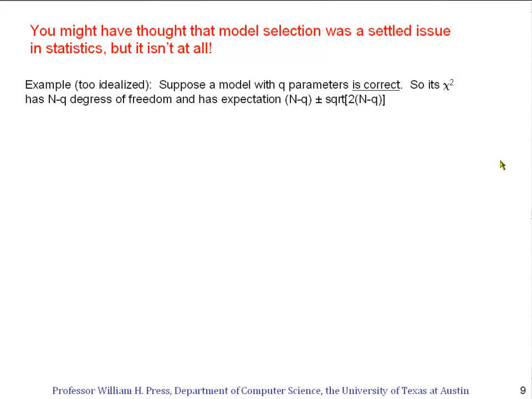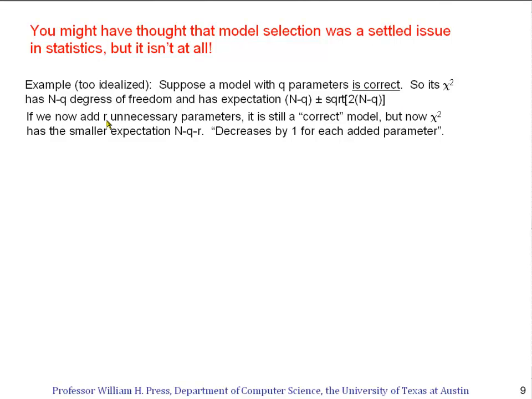So here's a very idealized example. Suppose you start with a model with q parameters, and what makes this idealized is I'm going to suppose that that is in fact the correct model. You need exactly q parameters to fit the data. So in chi-square fitting, the chi-square is going to have n minus q degrees of freedom, where n is the number of data points, and therefore that chi-squared is going to come out with a typical value of n minus q, the number of degrees of freedom, plus or minus the width of the chi-square distribution, which is a standard deviation of the square root of 2 times (n minus q).